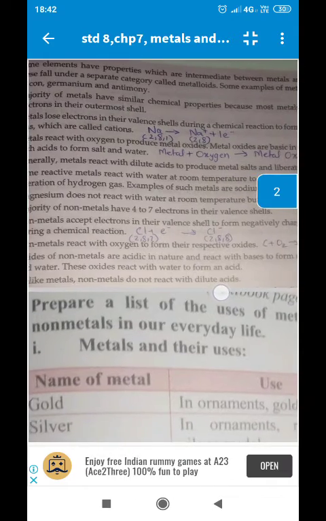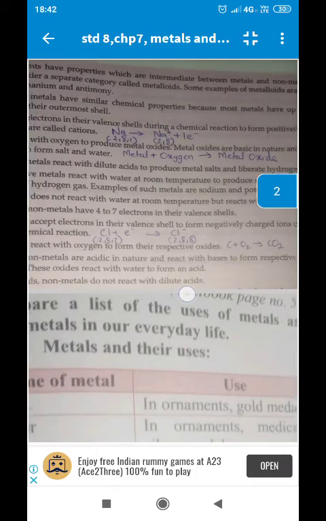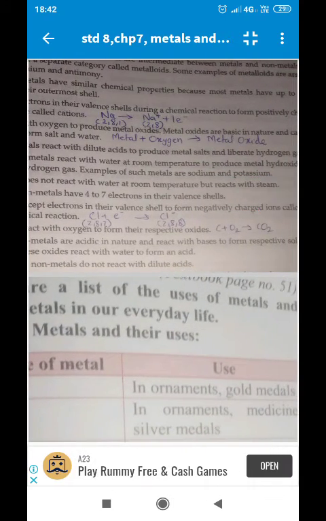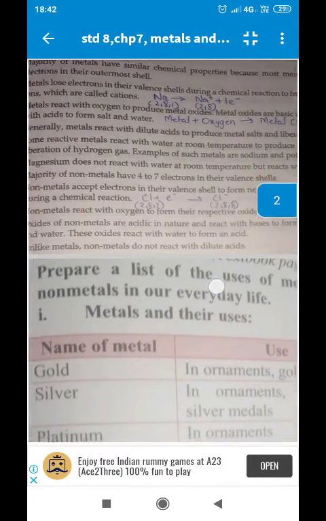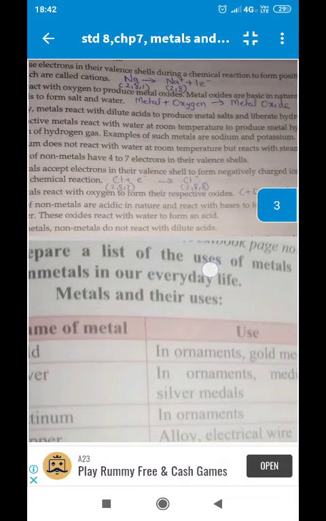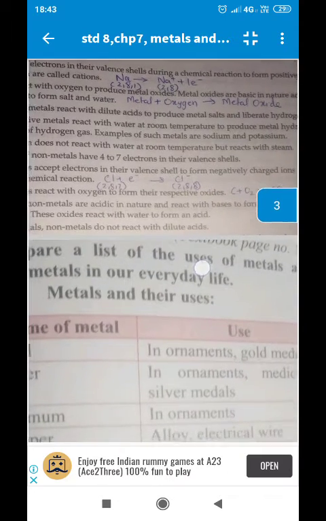Nonmetals react with oxygen to form the respective oxides. For example, carbon plus oxygen gives carbon dioxide. Oxides of nonmetals are acidic in nature and react with bases to form respective soluble salts and water. These oxides react with water to form an acid. Unlike metals, nonmetals do not react with dilute acids.